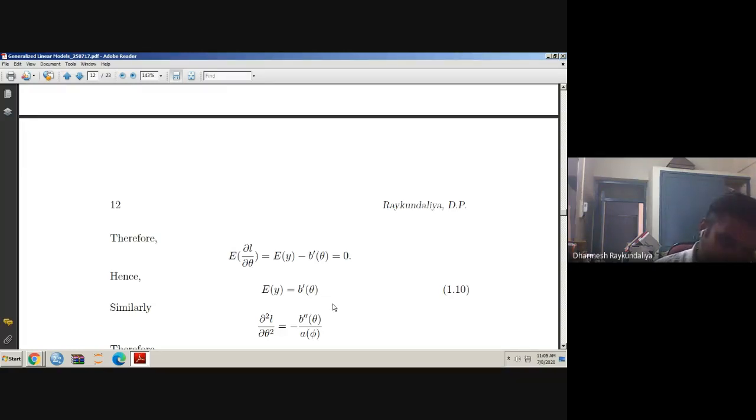So if I wish to find out the mean of the response, how to obtain it? I have to simply take the derivative of b theta with respect to theta. It will give the mean of the y. Suppose, let us say b theta equal to e raised to theta in a Poisson distribution. So what is the b dash theta? It is nothing but again e raised to theta.